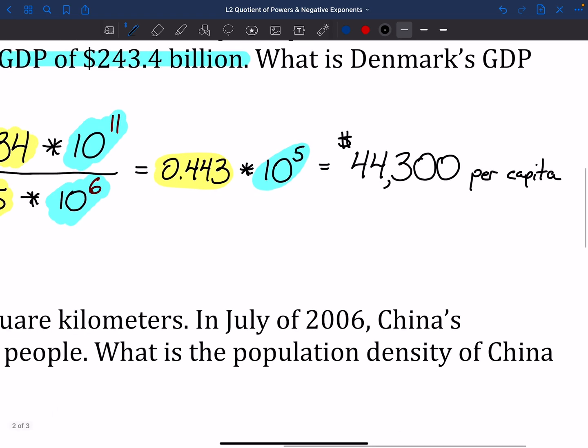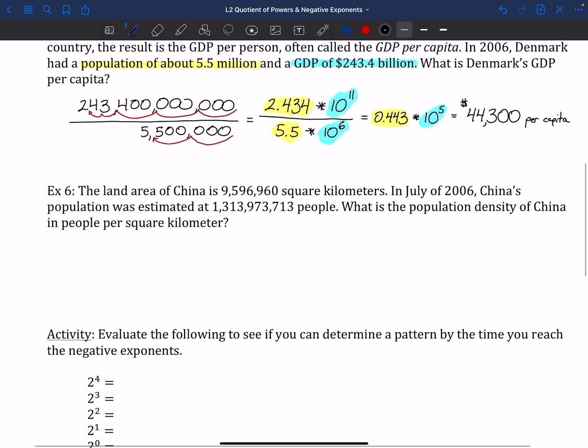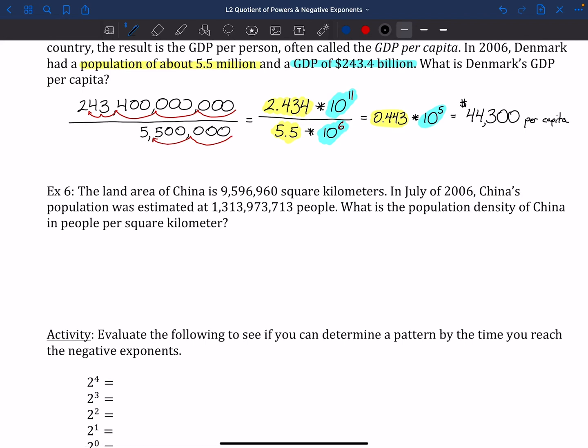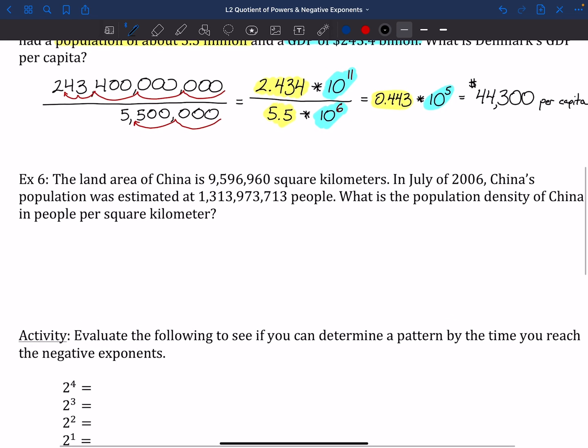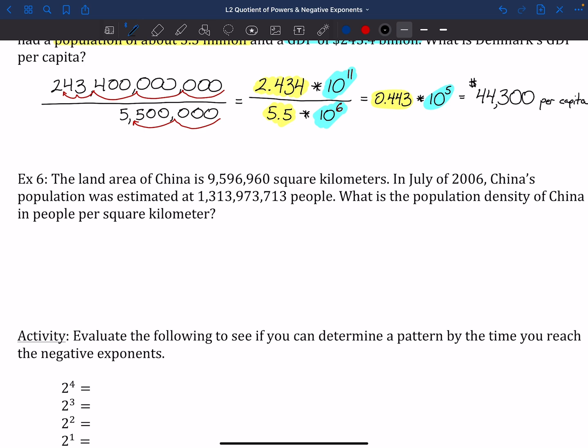Let's try another one of these. So we've got the land area of China is 9,596,960 square kilometers. In July of 2006, again, ancient history, China's population was estimated to be 1,313,973,713 people. What a number. What is the population density of China in people per square kilometer? So, obviously, a whole bunch of numbers here. To figure out the population density, we're going to take the population and divide it by the land area. So we're going to take population, which is this big honking number, and divide it by land area.